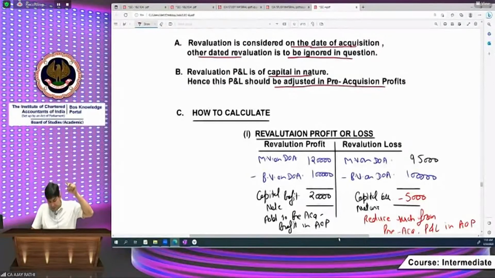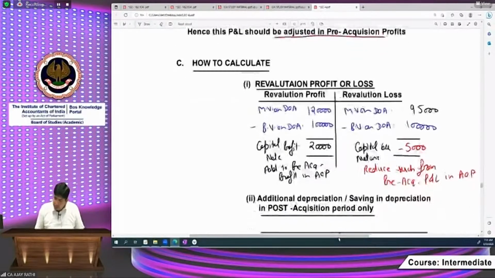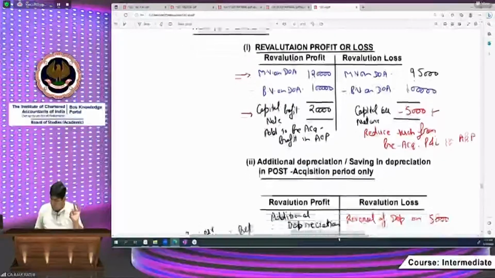Sir, is it mandatory that there will always be a profit on the revaluation? No. The revaluation profit is there in this example, but there may be a case of revaluation loss. Sir, if there is a revaluation loss, then what will be the treatment for the post-acquisition? Beta, there will be a reversal of depreciation, because in the books we have counted more depreciation, and in reality that is not the real depreciation. In this example revaluation profit is there, so we shall calculate in this way. If a revaluation loss is there, then we calculate in the reverse way, but that belongs to the date of acquisition.